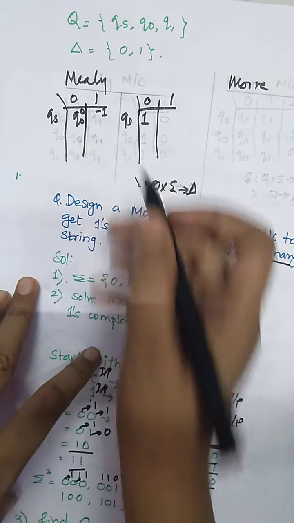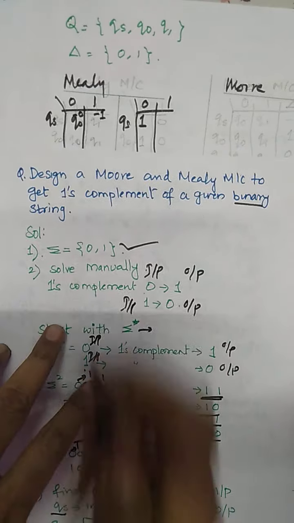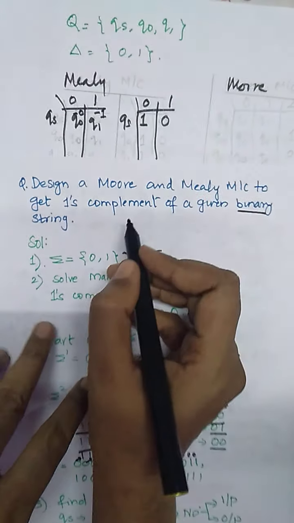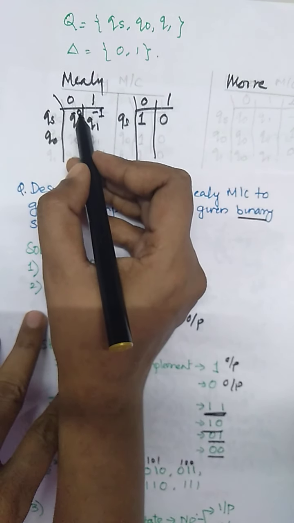Will be the input 1. So the input 1 is marked by the state q1 whose output is 0. The next reachable state is q0.